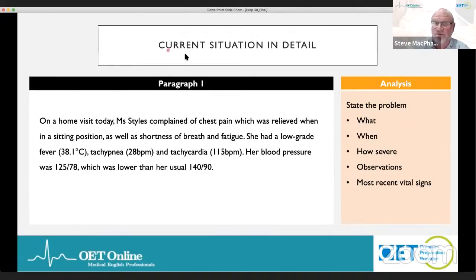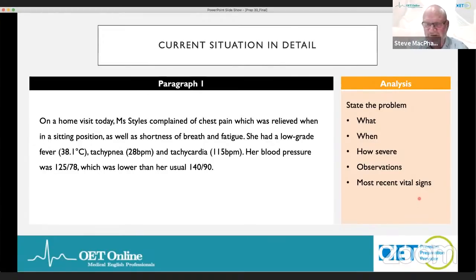Okay, so what have we done? What situation, when we use ISBAR, situation tells us, state the problem. Well, we did that, chest pain. When? Today. We've got that. How severe? Well, she's got shortness of breath and fatigue. It was relieved when in the sitting position. So we know the severity. Observations are here, everyone. The fever, the tachypnea, the tachycardia, all of that, and her vital signs. We've explained the situation in one paragraph. Great. The doctor, the consultant knows the current situation of that patient.